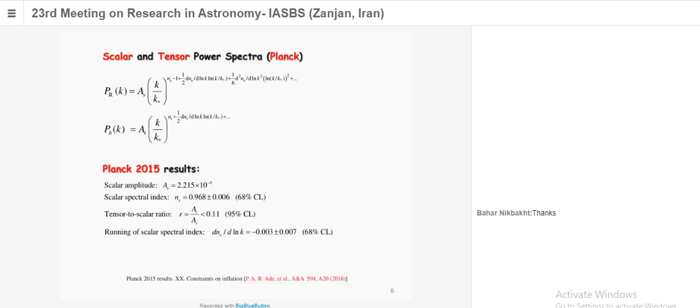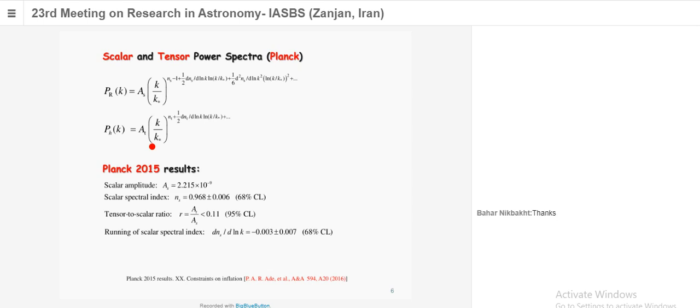Now, which inflationary parameters can be deduced from the Planck data? According to the Planck team, we have two power spectra which fit the observational data. The first one is the scalar power spectrum, and the second one is the tensor power spectrum, which are given by these equations. The Planck team considered these two equations to fit the observational data.